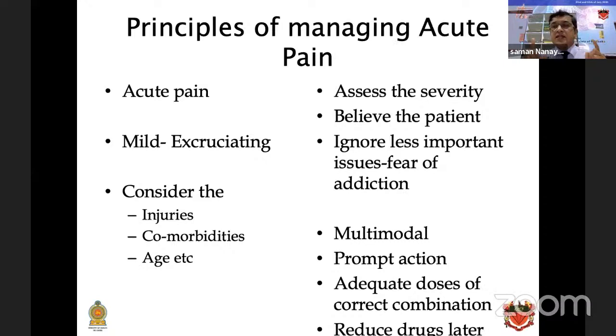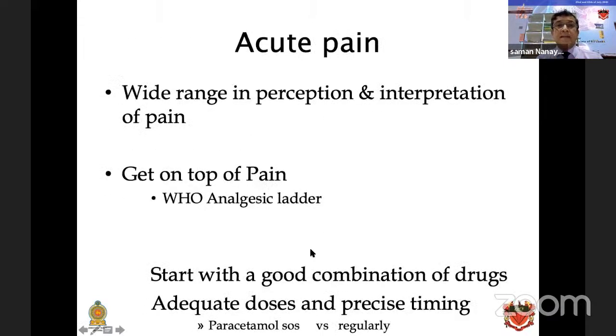In fact, another definition of pain is what the patient says hurting is pain. And ignore less important things like addiction and all. Those are things that you should not consider in the acute setting. Without any hesitation, you use opioids once or twice, thrice, 4 times, for the 5th time even if the patient is in severe pain. And use a multimodal approach. Use adequate doses of correct drugs, reduce drugs later.